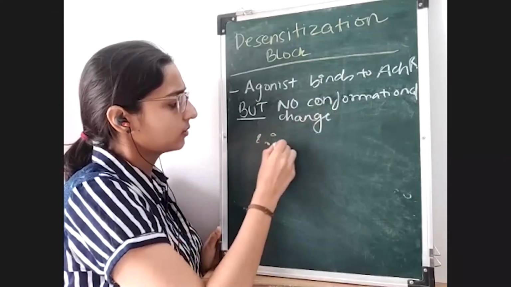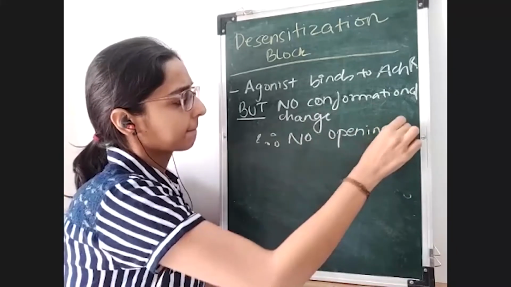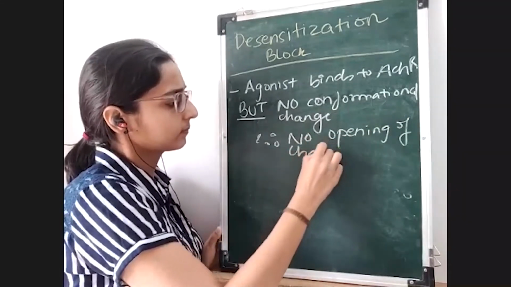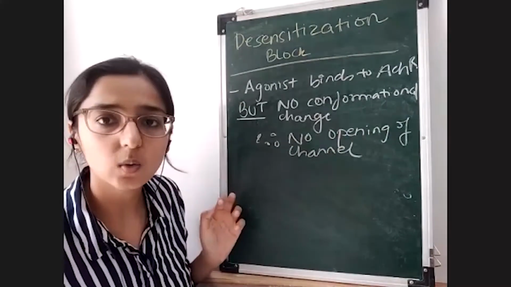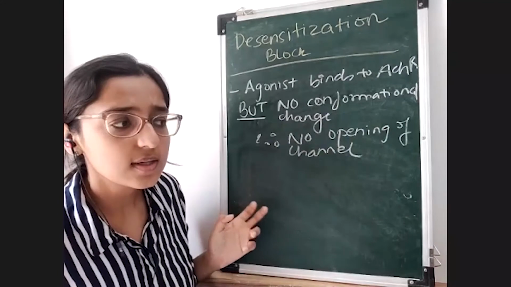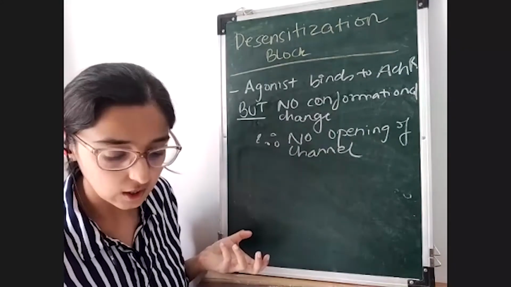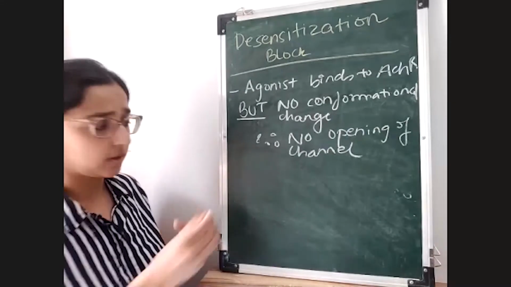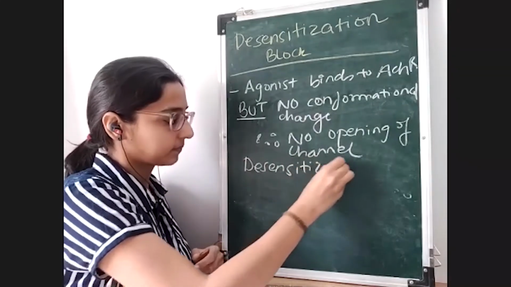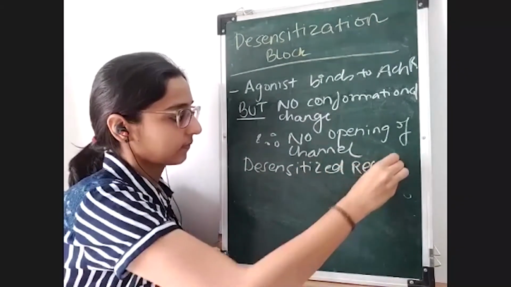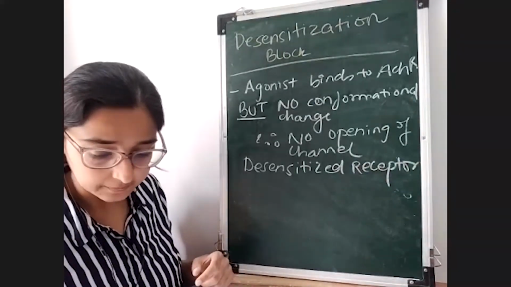And therefore, no opening of channel. So there are some receptors where sometimes the agonist goes and binds, but the receptor doesn't sense it and doesn't understand that it has to open up the channel, right? So these receptors are known as desensitized receptors, all right?